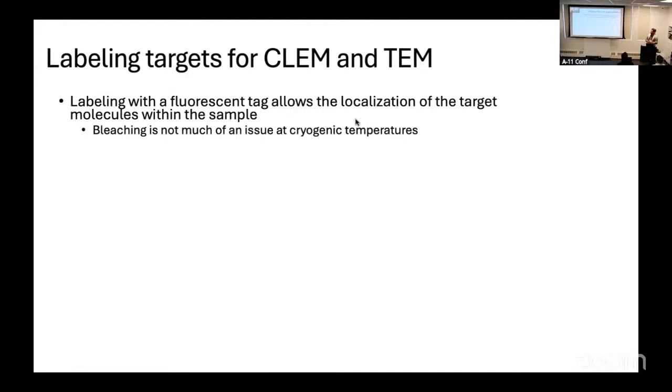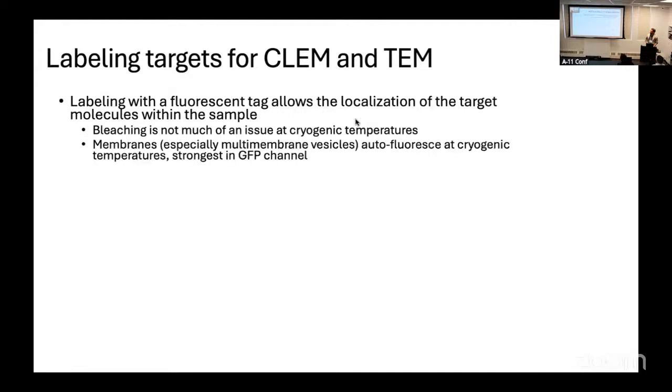I've imaged for ridiculous amounts of time on the same area and seen little bleaching. And membranes, especially multi-membrane vesicles, autofluoresce at cryo temperatures, strongest in the GFP channel, which for most cells is not an issue. But I've run into some cells, like MDCK cells, that secrete a lot and have a lot of vesicles in there. Somebody I know was working on nerve cells and the myelin sheath was ridiculous. You couldn't see anything in the green, so we used red.